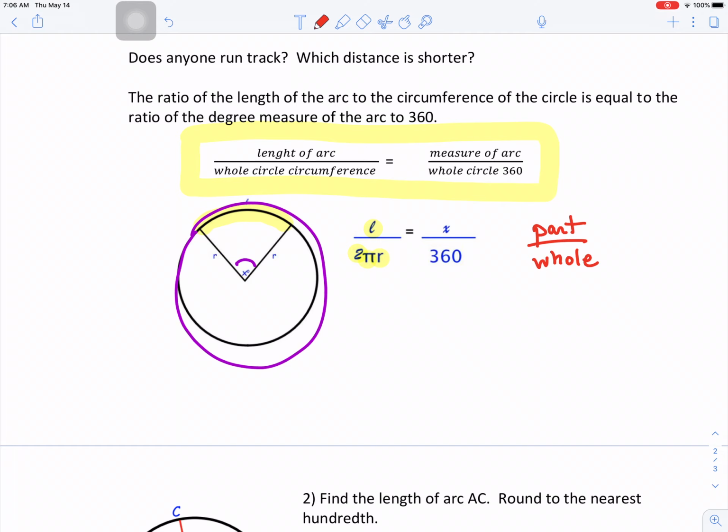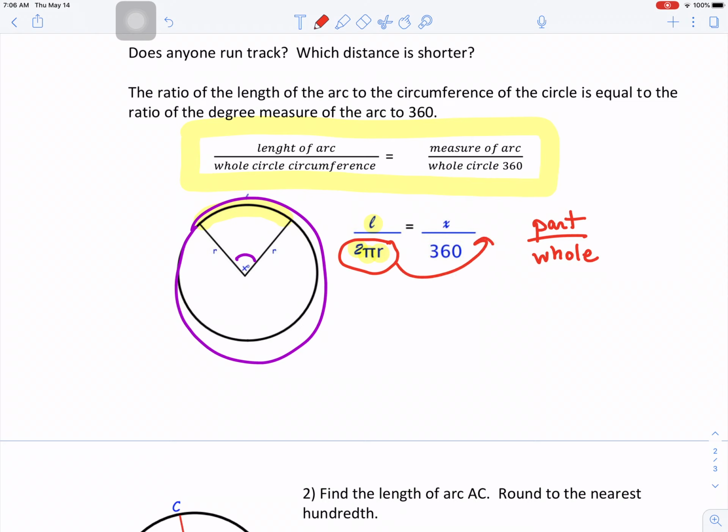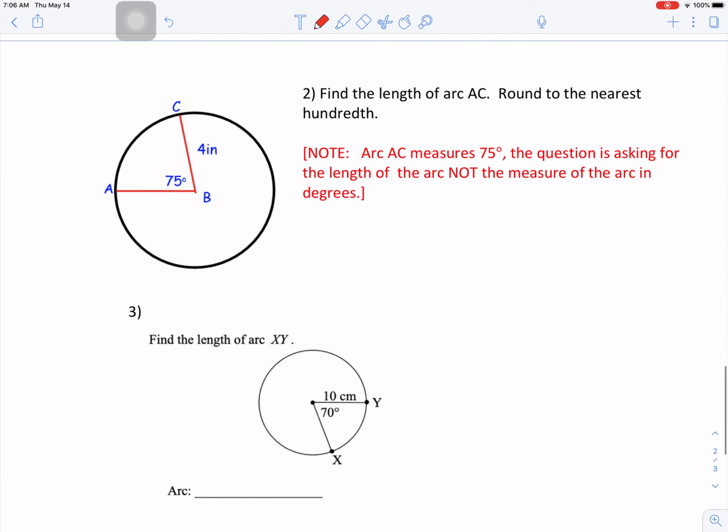Now the formula, if you were to look it up, is just going to take this and multiply it on both sides. So it's going to come over here and multiply. And the formula is going to look like length of the arc equals angle over 360 times 2 pi r. Now that's something you would have to memorize. But part over whole is much easier to memorize, and I think you'd be able to figure this out. Let me show you how I use it.